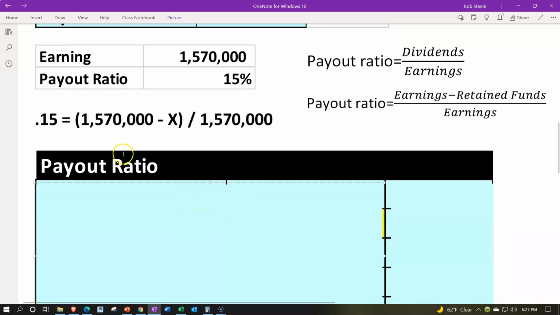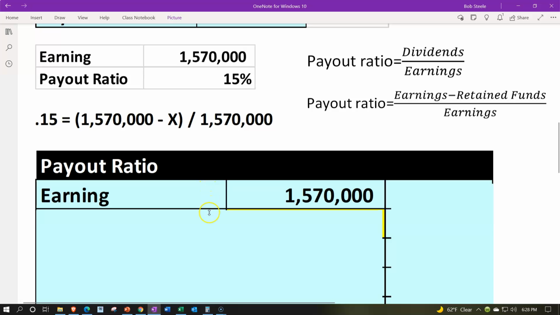So if we were to plug it into an algebraic equation, the payout ratio is going to be 15% equals the earnings minus the retained funds. The earnings are 1,570,000 minus X, the retained funds, the unknown, divided by the 1,570,000, which is the earnings again. So you could solve for X. I'm not going to do it algebraically here. I'm going to do it with the table, so you can do the algebra on your own if you want to follow through with that method.